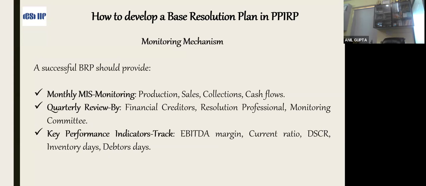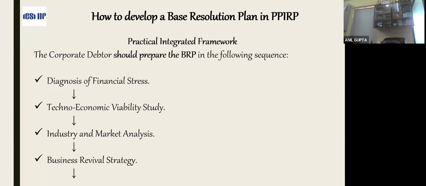Monitoring mechanism. The successful base resolution plan should provide monthly MIS: production, sales, collections, and cash flows. Quarterly reviewed by financial creditors, resolution professionals, and the monitoring committee. Monthly by the company promoters on key performance indicators, that is EBITDA, current ratio, debt service coverage ratio, inventory days, debtors days, etc. And the practical integration framework.